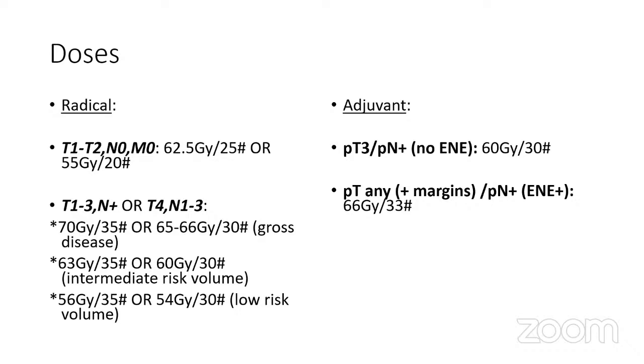For adjuvant, 60 gray, if in case the margins are negative, and for positive margins, and even for extranodal extension in the lymph nodes, you would go for 66 gray. So that's about larynx, and I've just got a few slides in the thyroid, so I'll finish off with those.